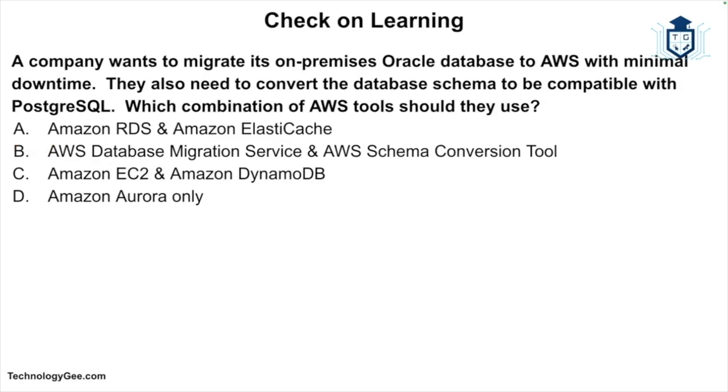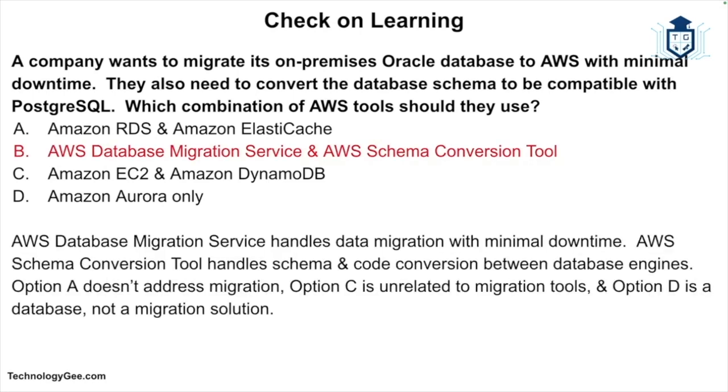And our final question is, a company wants to migrate its on-premises Oracle database to AWS with minimal downtime. They also need to convert the database schema to be compatible with PostgreSQL. Which combination of AWS tools should they use? Should they use Amazon RDS and Amazon ElastiCache? Should they use AWS Database Migration Service and AWS Schema Conversion Tool? Should it be Amazon EC2 and Amazon DynamoDB, or Amazon Aurora by itself?